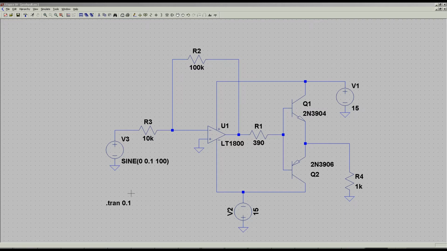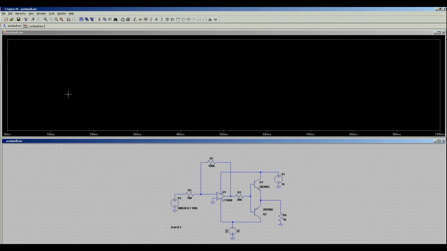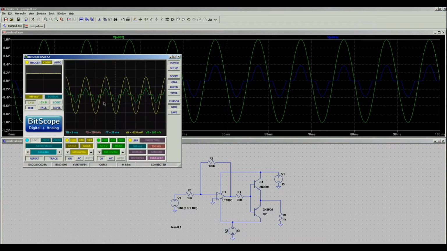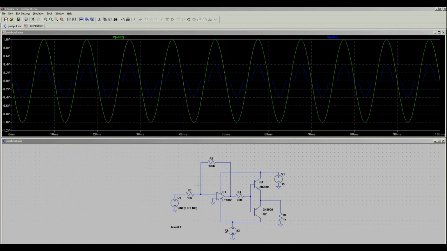Here's the LTspice model. This is my generator, 100 millivolts, 100 Hz. This is the op-amp, the pair of transistors, the load, and two power supplies, plus and minus 15 volts. Let's run the simulation and watch the waveforms. This is op-amp output and this is power stage output, and we can see it's pretty close to the real one. Now let's think about how to fix the output.